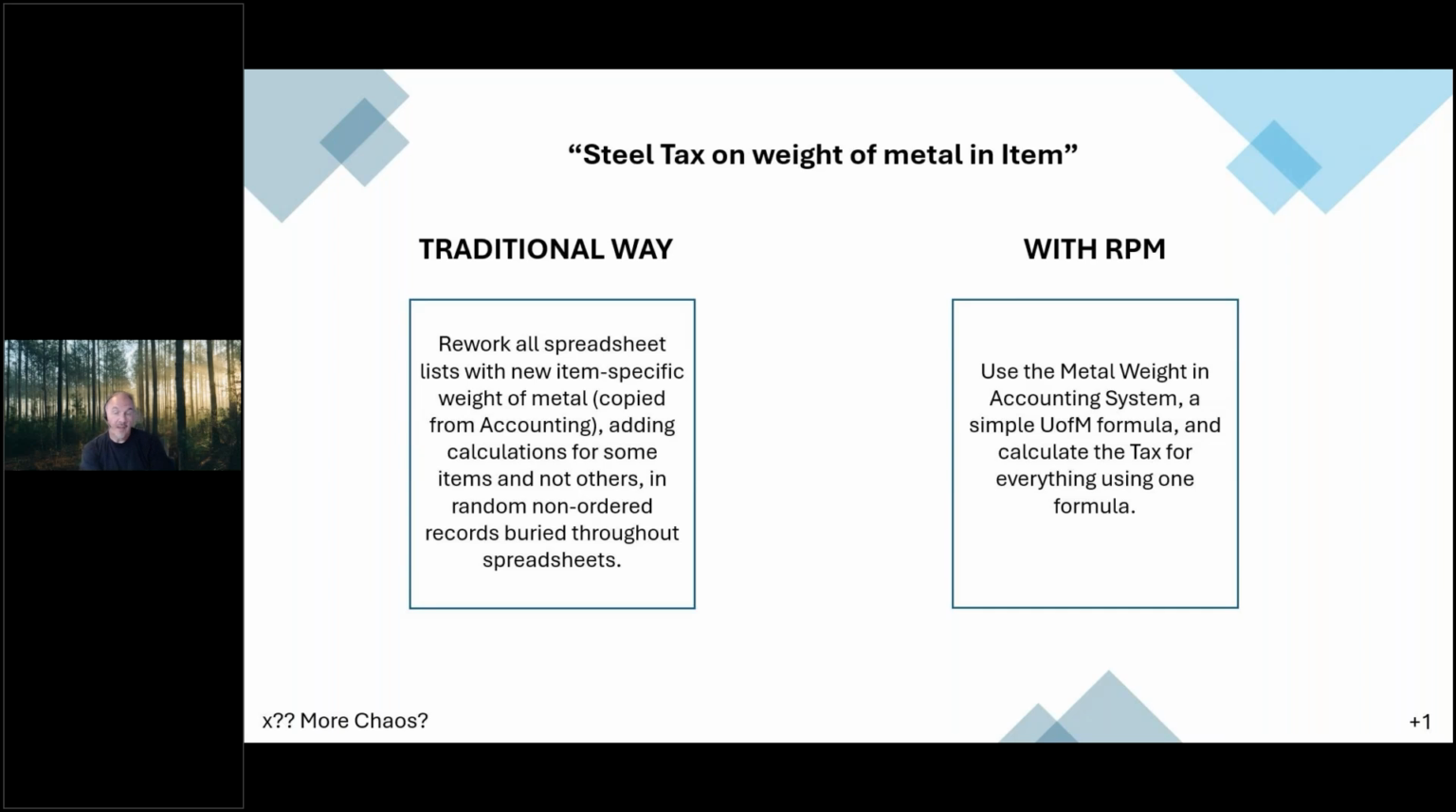With Rockton Pricing Management, if you have the weight and it's tied to an item, it's an attribute, you can use a simple formula to take that attribute. You can multiply by the unit of measure, and if need be, if you're doing a case of saws or a single saw, and then calculate the tax on the steel in that item, using just one formula. And you can do that rather quickly. You can imagine the hours and hours it would take to do it the traditional way.